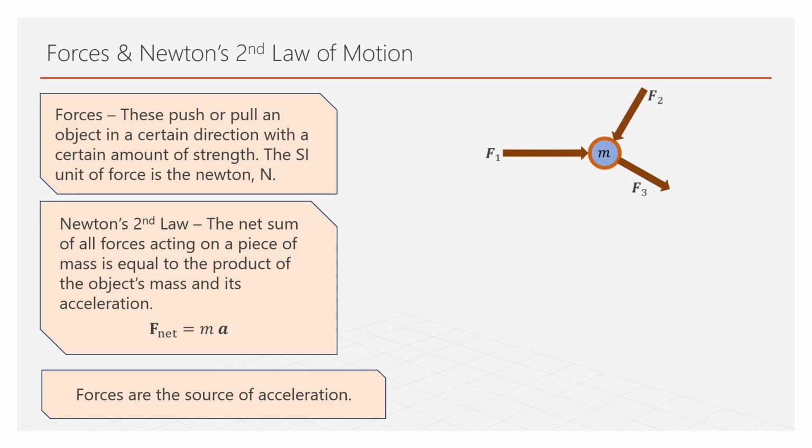Here is an object of mass m, and three forces are acting on it. You can see from the arrows in which direction the force is pushing or pulling it. We need to find the net force, and this is found by taking the vector sum of those three forces, and this is what that looks like.